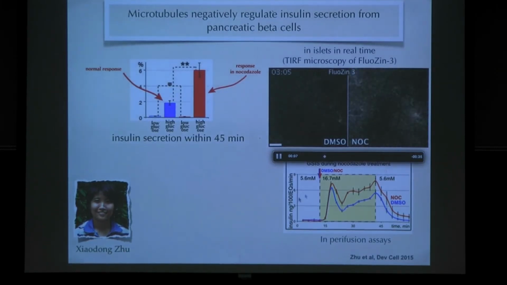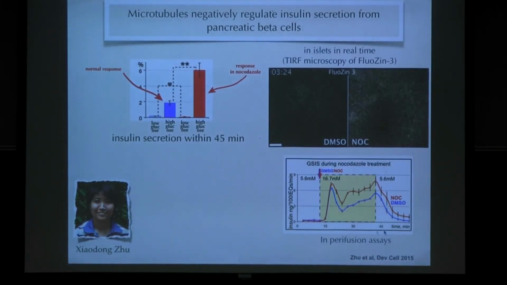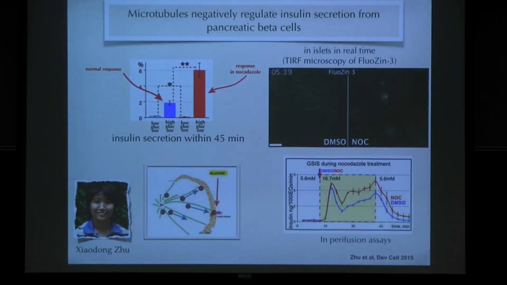And the same thing can be tested by perfusion assay, which is a more physiological assay looking at dynamics in whole islets. Whatever we tried, we found out that both first and second phases of insulin secretion are increased without microtubules. So this is not working. This model is not working.